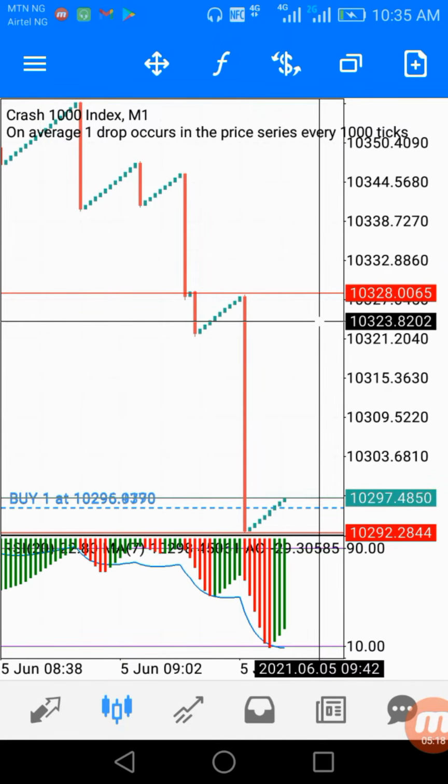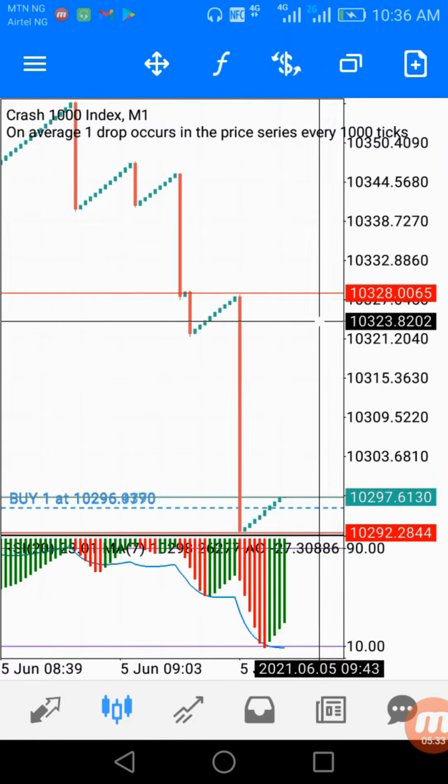10328.0065 minus 10292.2844. We're going to subtract this from the one above, the one below from the one above. That is, we are talking about 10328.0065 minus 10292.2844. That gives us 35.7.